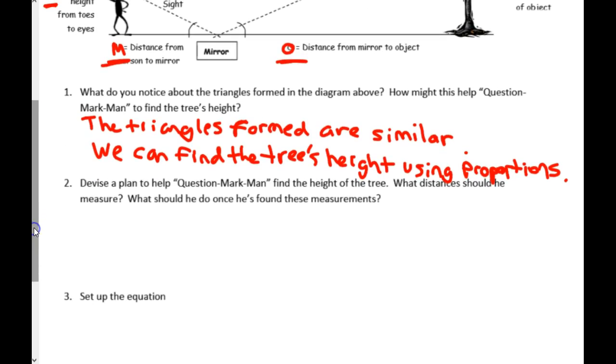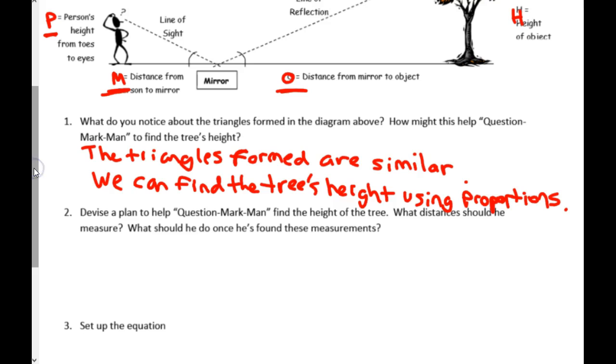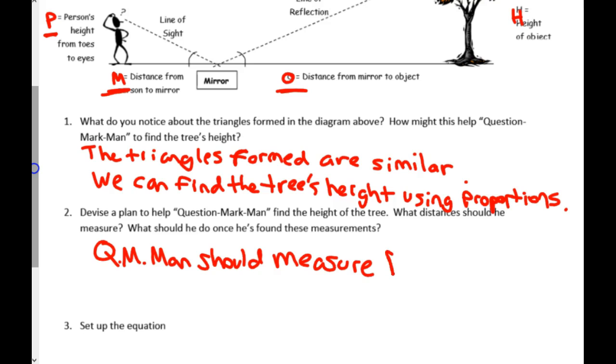So to devise a plan, we'll call him QM man. He should measure P, M, and O. And then, like we already said, he can find the tree's height using proportions. So write that down real quick, that he should measure P, M, and O. Hold on, my board's acting crazy. There we go.